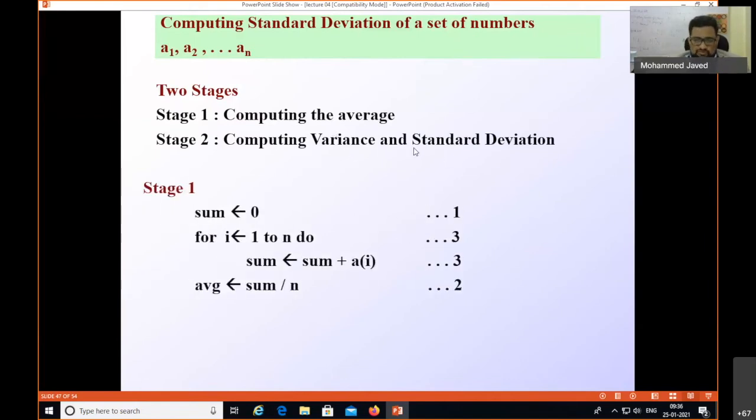Computing the average is very simple. You already know: sum equal to 0, for i equal to 1 to n do, sum equal to sum plus a[i]. After adding all these elements, simply sum divided by n will give the average. So the time complexity of this algorithm, that is stage 1, is 6n plus 3.